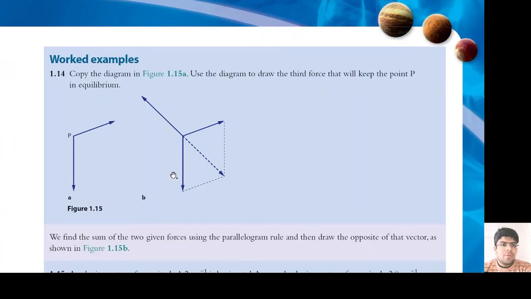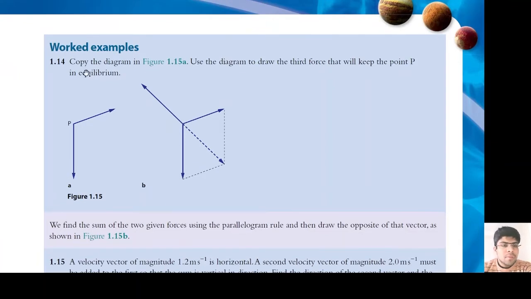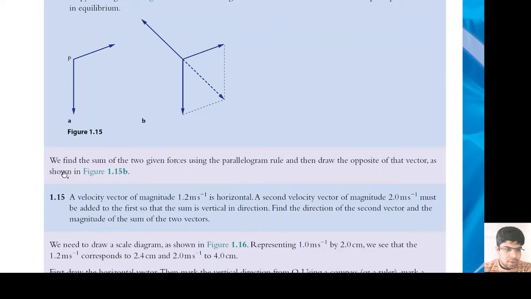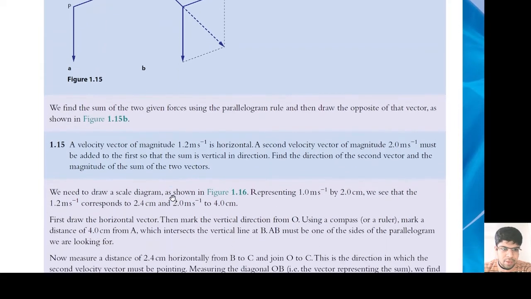We have an example here, 1.14. Copy the diagram in figure 1.15a. Use the diagram to draw the third force that will keep the point P in equilibrium. This vector is denoting the downward direction, and this one is in the direction somewhat here. So we find the sum of the two given forces using the parallelogram rule, and then draw the opposite of that vector as shown in figure 1.15b. Let's see that.